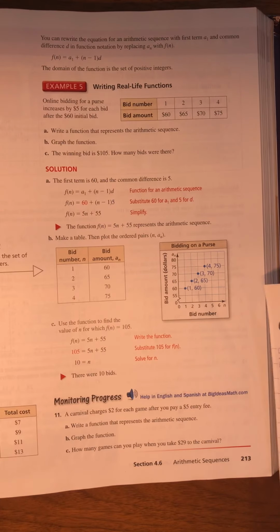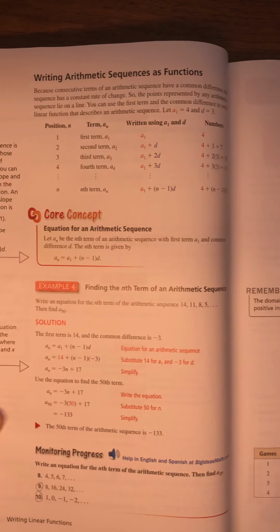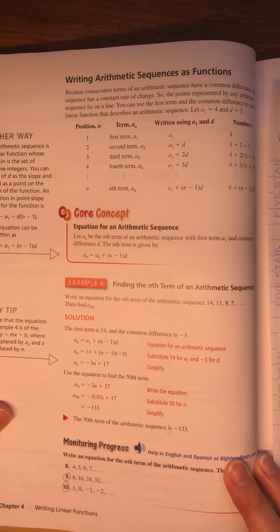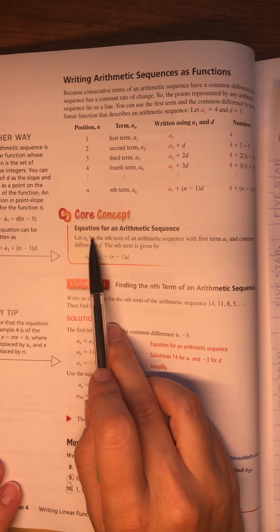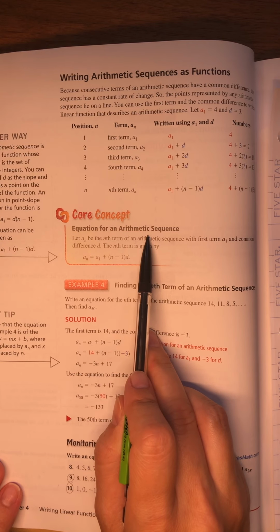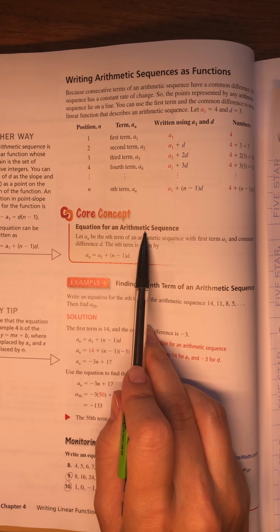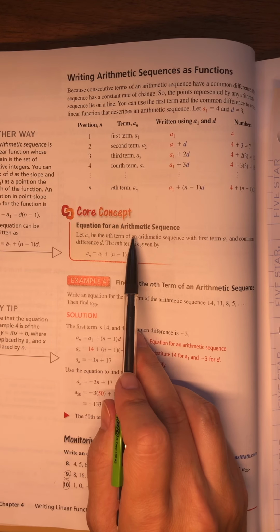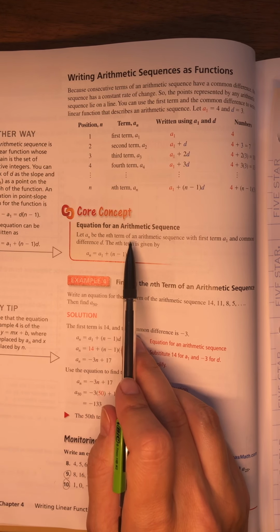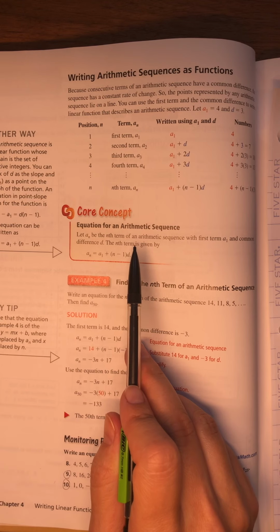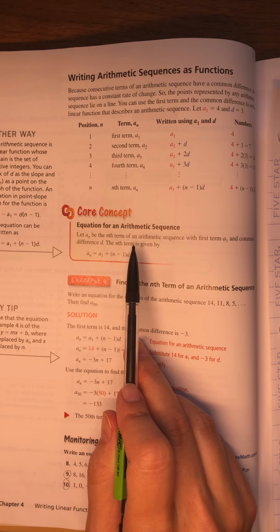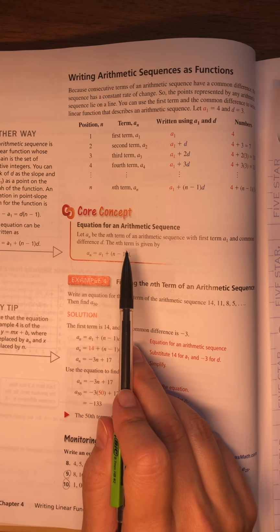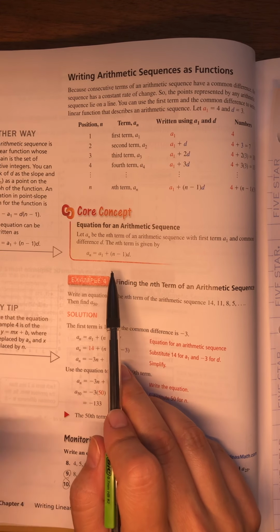Let's take a look at example 4. On this page, we're going to write an equation for an arithmetic sequence. This allows us to find the term number for any term in the sequence, not just the first 4 or 5 or 10. Instead of just making a table, we can find the 100th term or the 50th term or the 300th term by writing an equation and plugging it in.